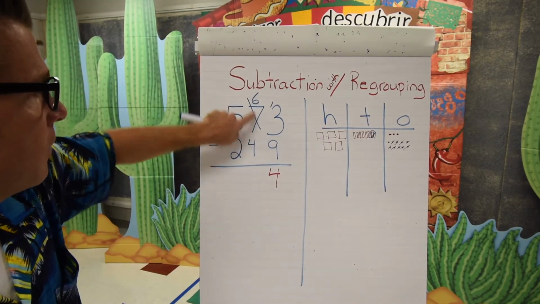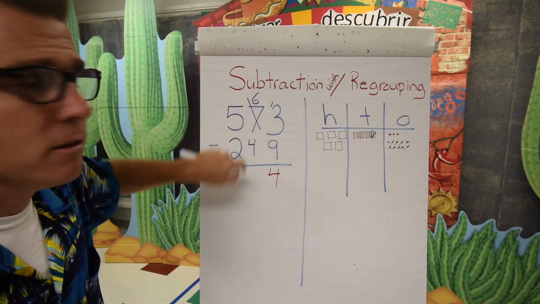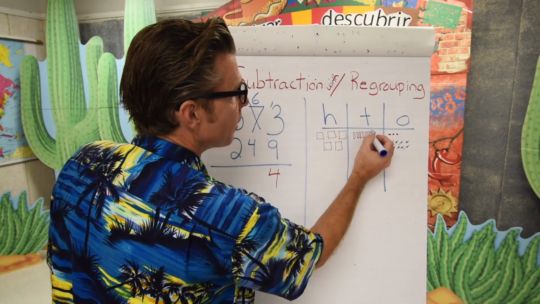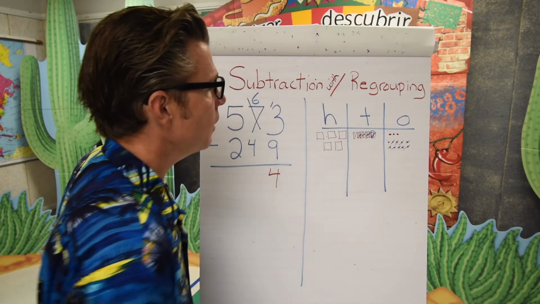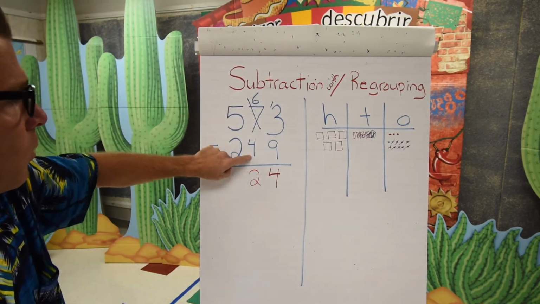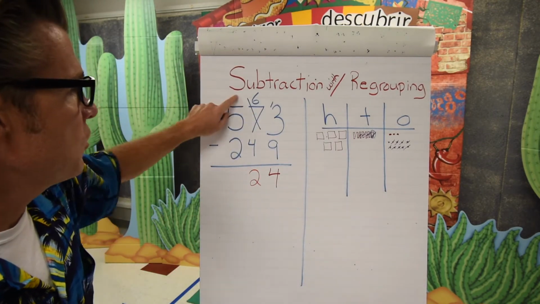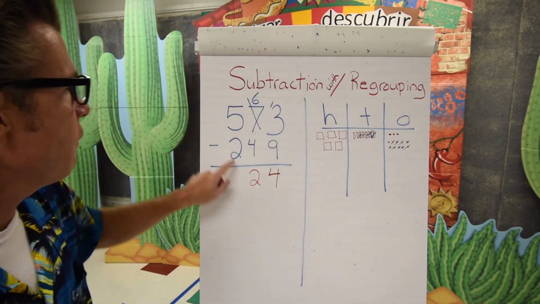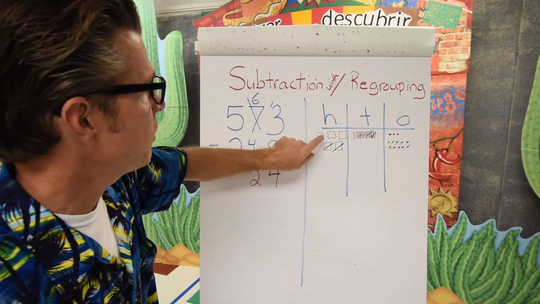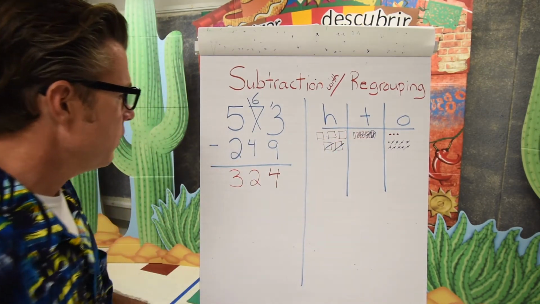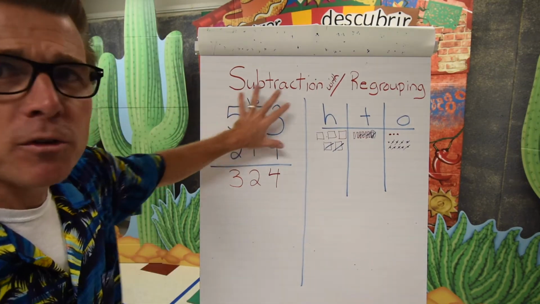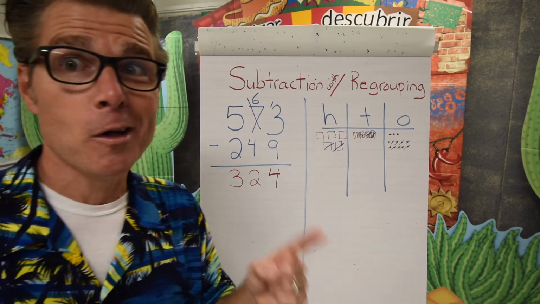6 and 4, I have enough. If I'm taking 4 away from 6, that will work. So I'm just going to remove 4 from my tens spot. 1, 2, 3, 4. And that leaves me with 2 tens. And 6 minus 4 is 2. Come over to my hundreds spot. I have 1, 2, 3, 4, 5. And from that, I'm removing 2. So let's mark out 2. And that will leave me with 1, 2, 3, for a difference of 324.